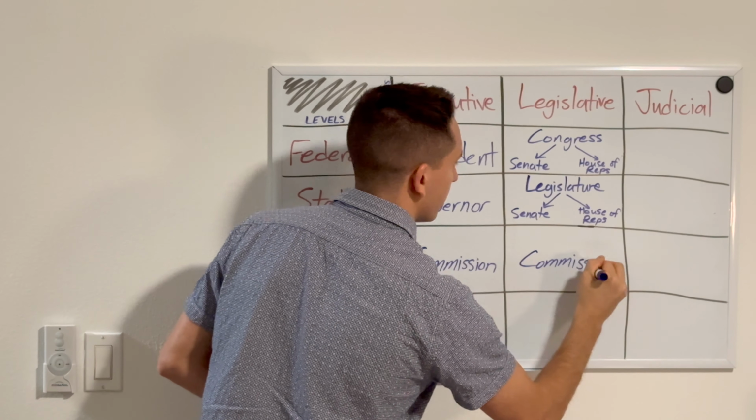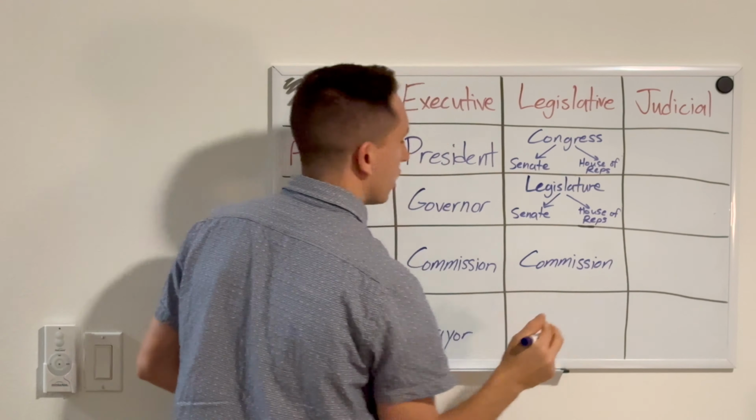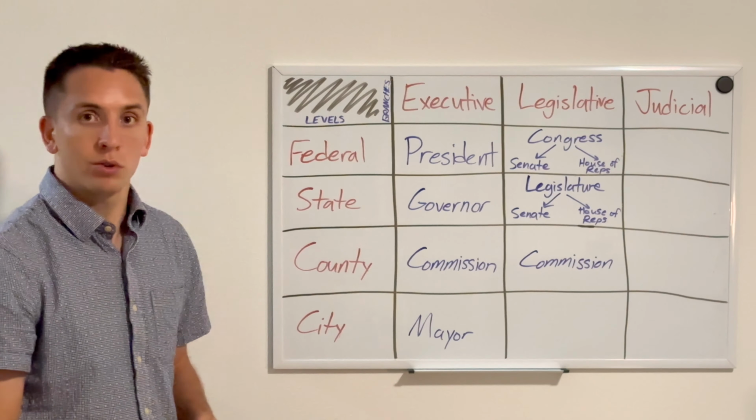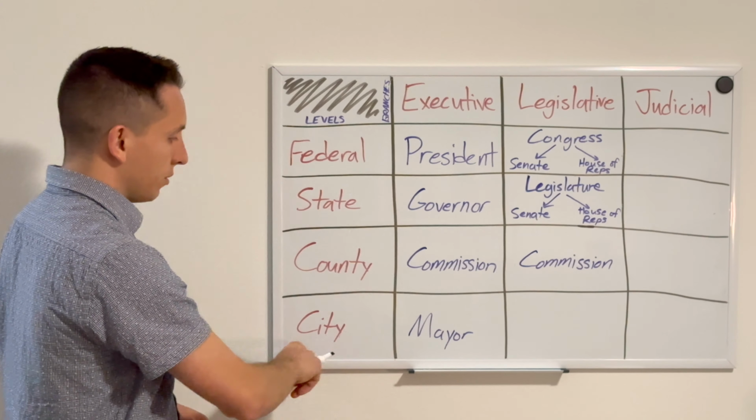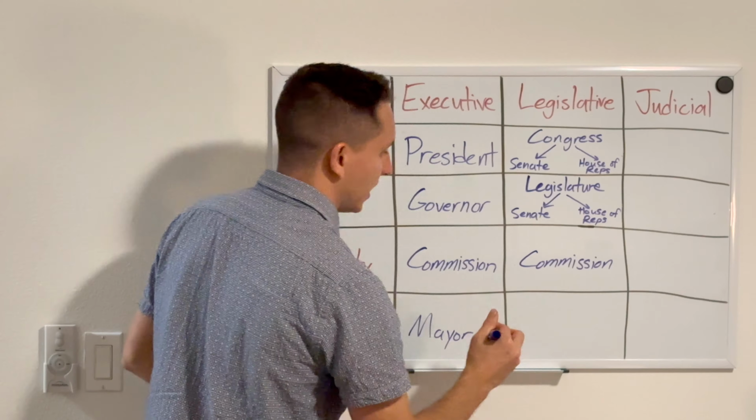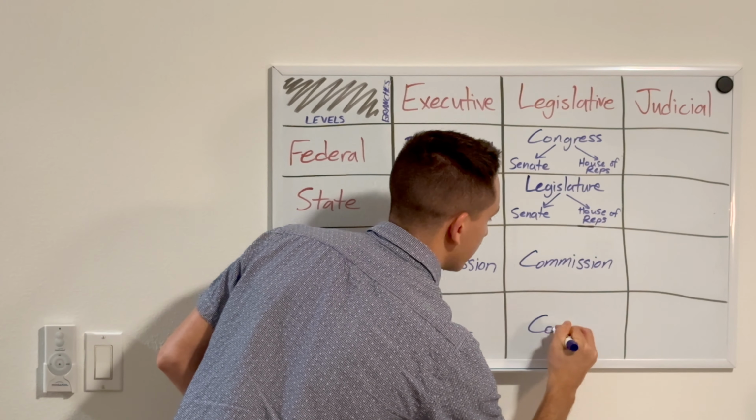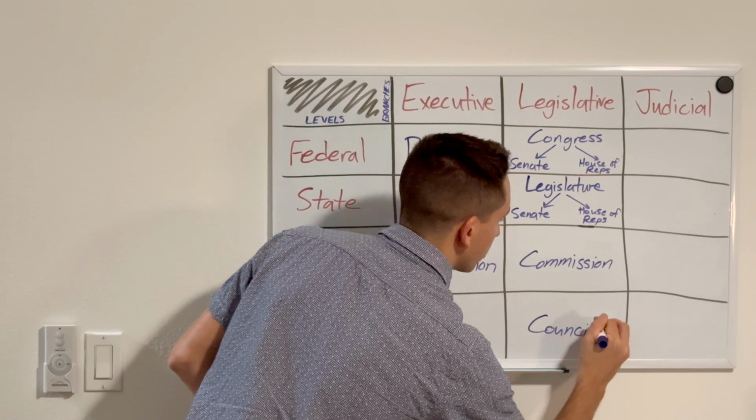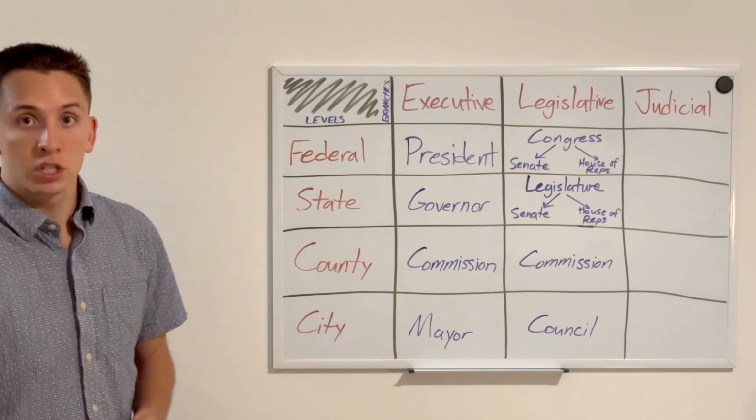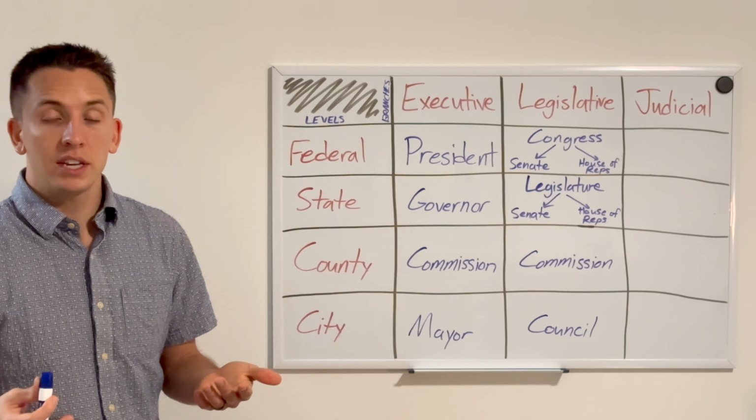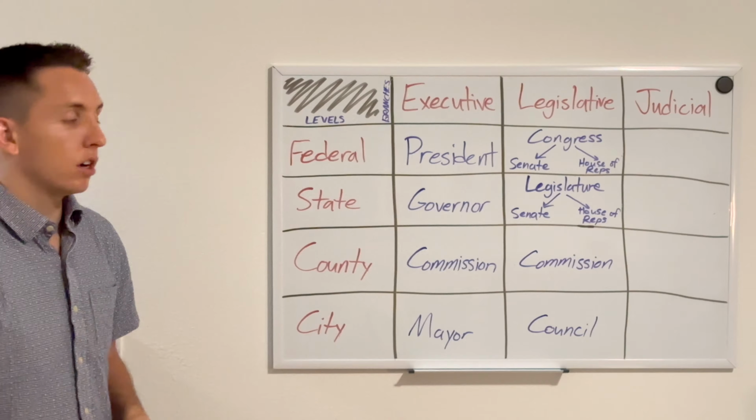It's the commission. The county commissioners are also making the laws on the county commission. It's the only group that has two different categories. Okay? Then let's jump down to the city. Who's making laws on the city level? It's the city, what's it called? Council. The city council. Usually 5 to 7 people in the city council. Can be more depending on your city.